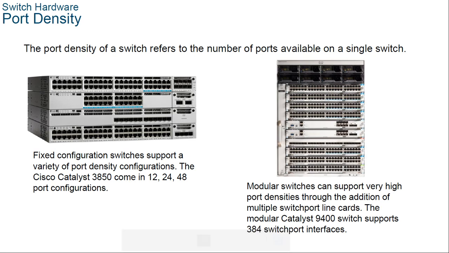Another consideration when you are using the switch is the port density. It refers to the number of ports available on a single switch. Normally, the type of switch comes with 12, 24, or 48 ports, right? For example, here fixed configuration switches support a variety of port densities. For example, this Cisco Catalyst, 12, 24, 48 can still be supported. See how many switches here? There are 4 switches, right? They can support up to 48 maximum.